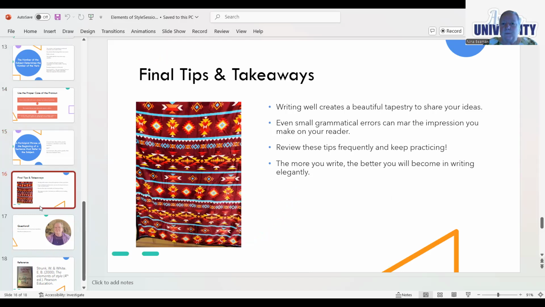So some final tips. Writing well creates a beautiful tapestry, like you see that woven tapestry that I got at the Cherokee Trading Post in Sevierville, Tennessee. Your writing is like that. It's a beautiful tapestry, like colors and woven together. Even a small grammatical error can mar the impression you make on the reader, like a big hole in that woven blanket.